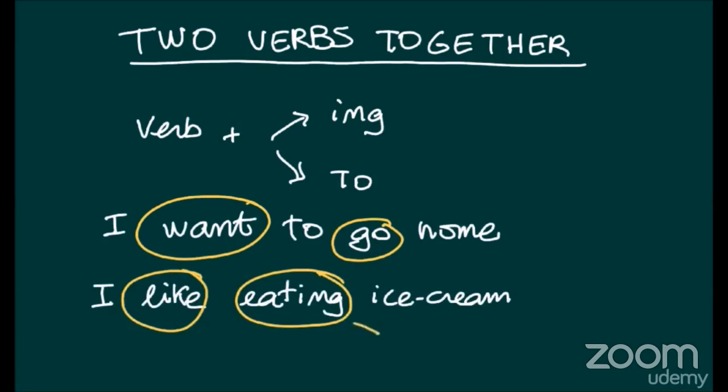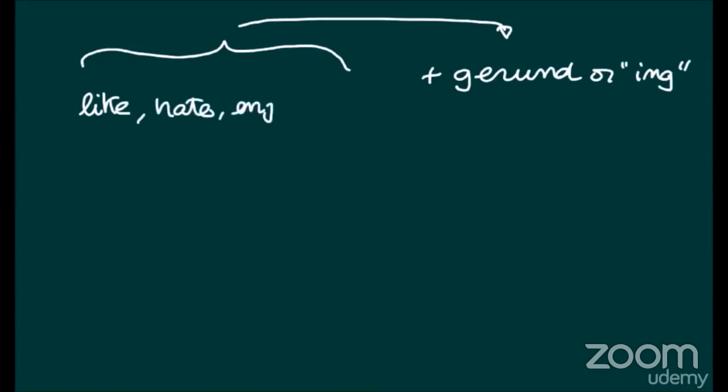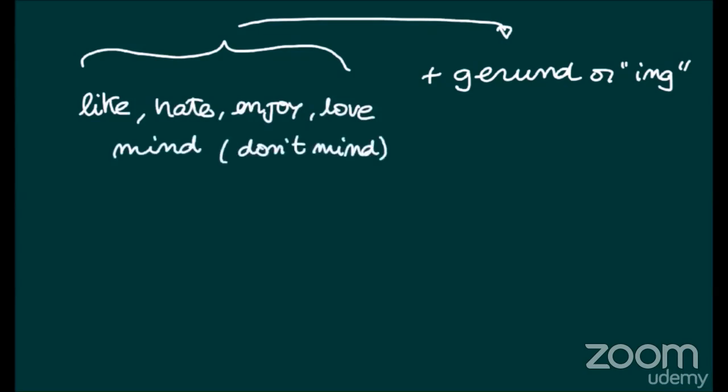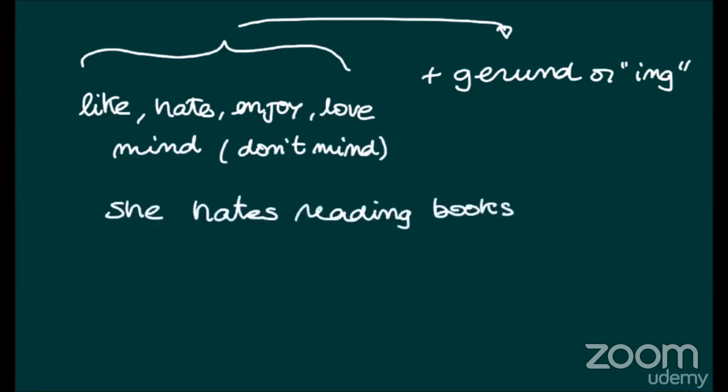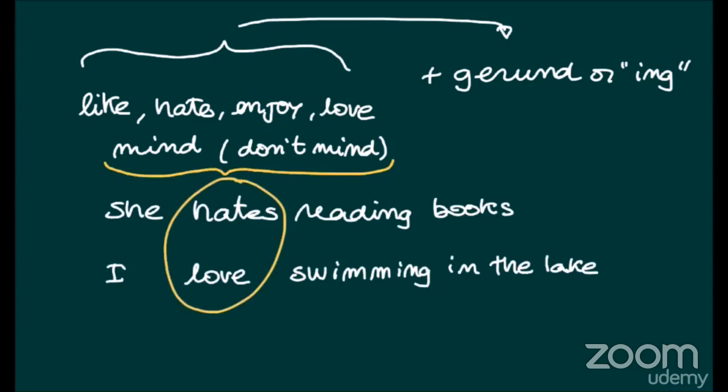In English, the second verb always has to go in the ing form, gerund, or in the to form, infinitive. How do I know which form it has to use? The first verb tells you if the second verb has to go in gerund or infinitive. After these verbs, the following verb has to go in gerund or ing form. Like, hate, enjoy, love, mind, in positive or negative. For example, she hates reading books. I love swimming in the lake. As you can see, the following verb goes in ing form.